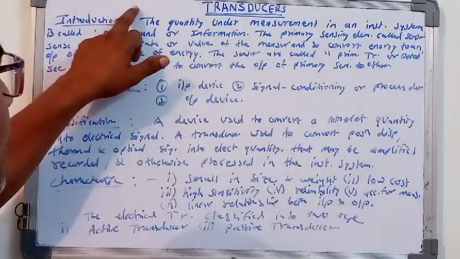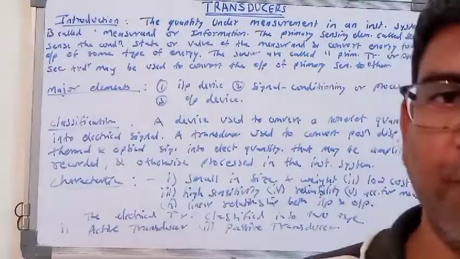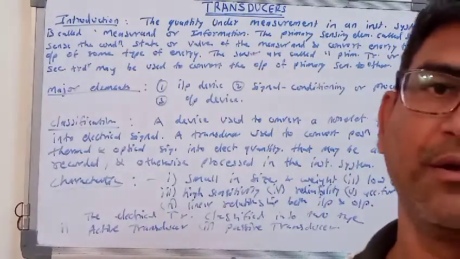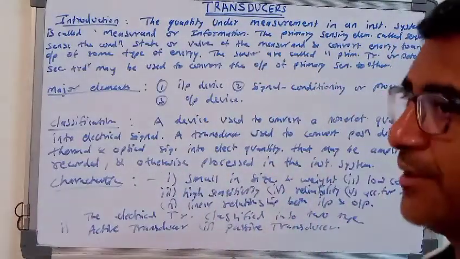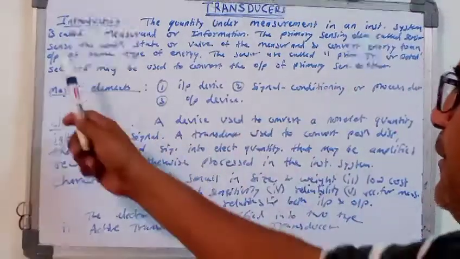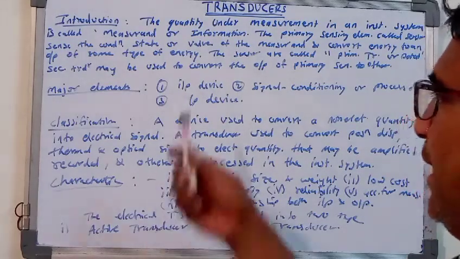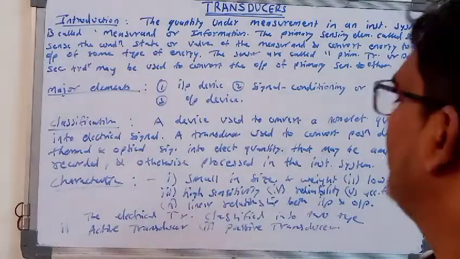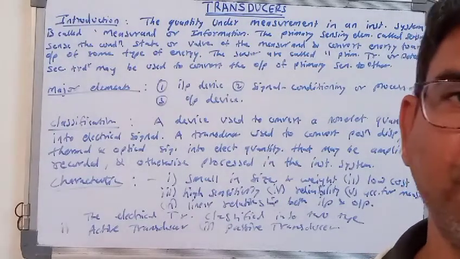The quantity under measurement in an instrumentation system is called the measurand or the information. This information is of various types: either you get the input value, the output value, or the signal conditioning. The primary sensing element is called a sensor or sensing element. It senses the condition and the value of the measurand and converts the energy from one type to another, from input to output, or from one form to a different form.